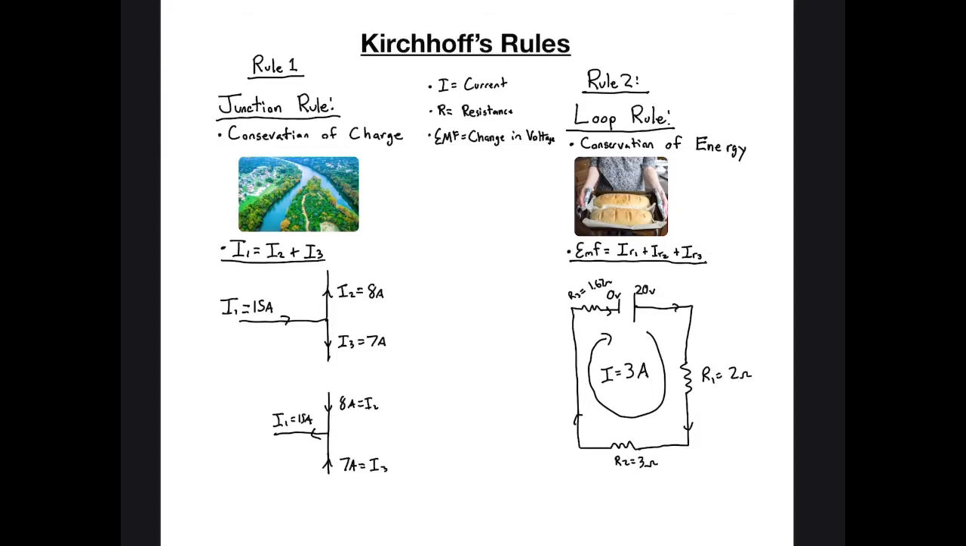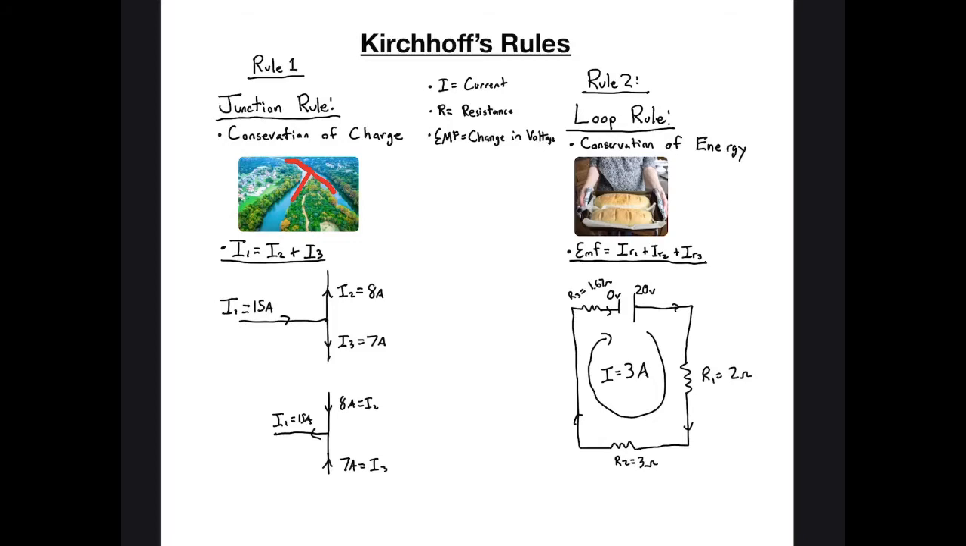Kirchhoff's first rule is called the Junction Rule, and is an application of the conservation of charge. First, I'd like to showcase this rule using a picture of a river. As we can see in this picture, we have a large stream that splits off at the junction into two smaller streams, but no water is lost. Everything is conserved.